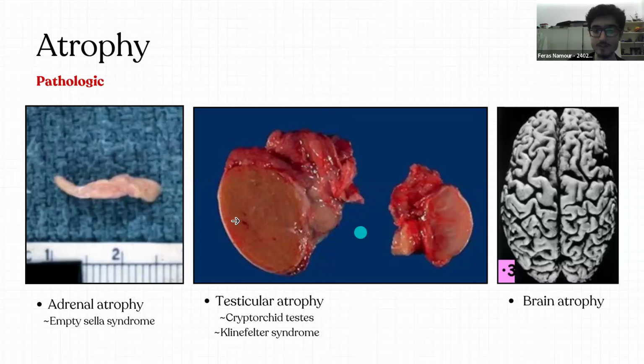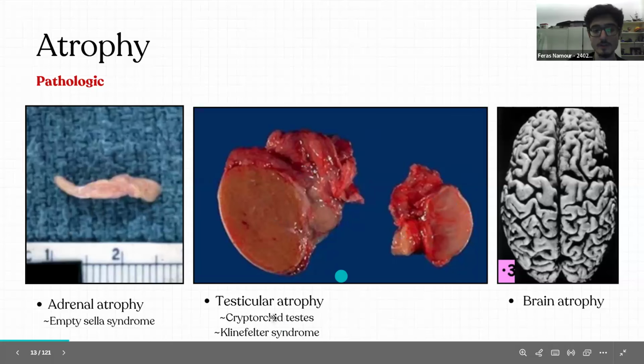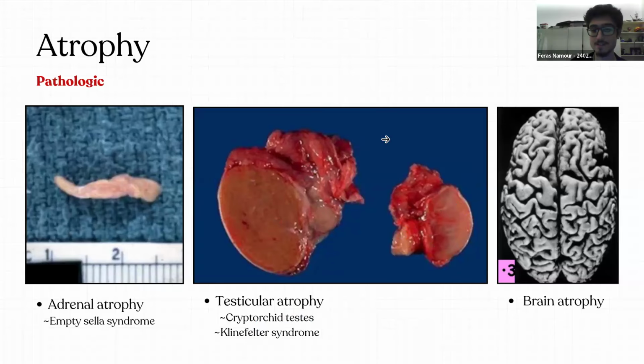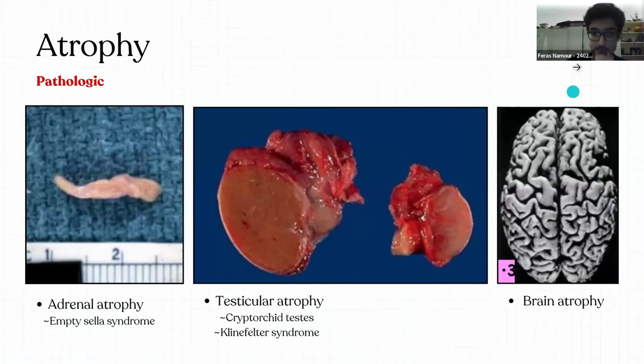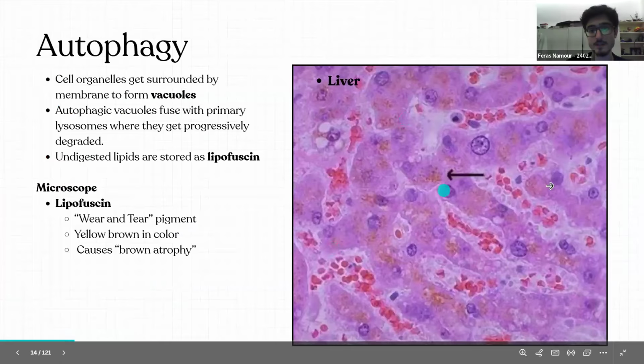You have testicular atrophy. This is a normal testis, and this is an atrophied testis, and it's due to cryptorchid testes, which means undescended testes, or Klinefelter syndrome, which is an intersex syndrome, complicated stuff you don't have to worry about. And this is brain atrophy. Usually, the brain doesn't have as many spaces here. These are very huge gaps. You're going to see it better in neuro. This is probably due to Alzheimer's and other things.